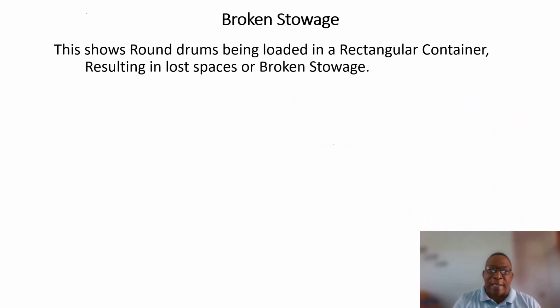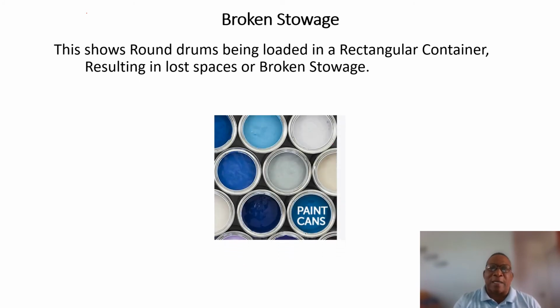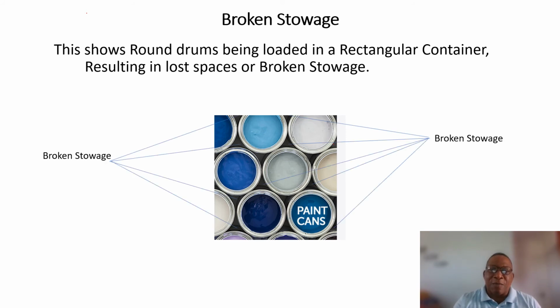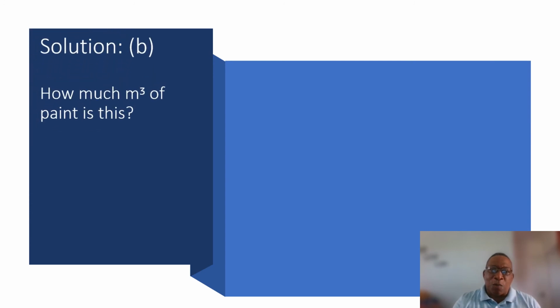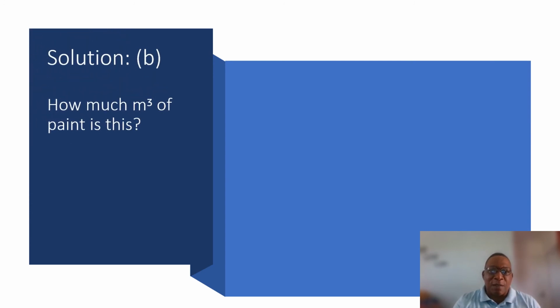Let us again look at broken storage, which is space that is lost because the drums are round and they are placed into a rectangular area. Again, we look at all the spaces there and see that they are all classified as broken storage space because of the round drums being in this rectangular space and being packed together. Now, let us solve B. How much cubic meters of paint is this?